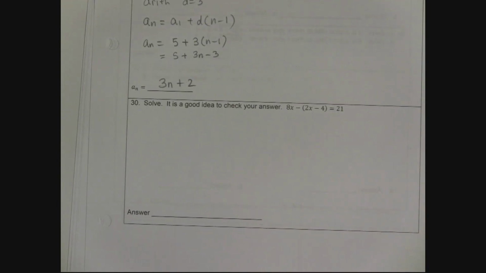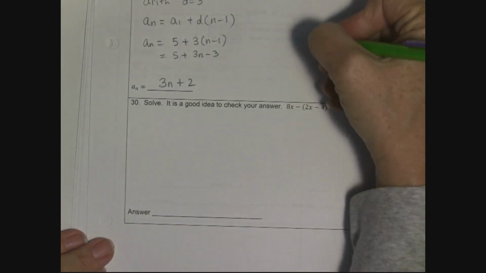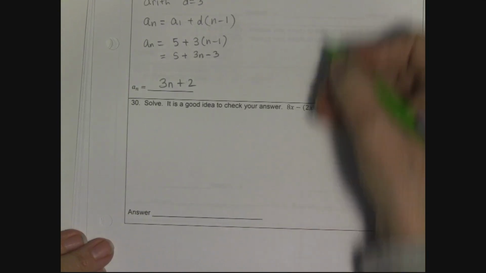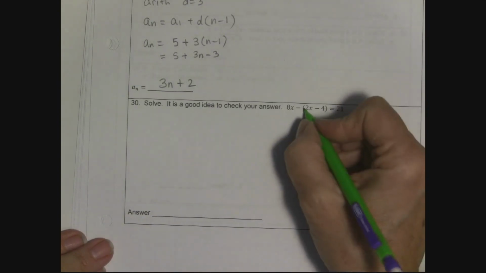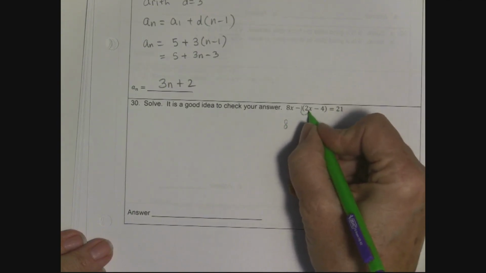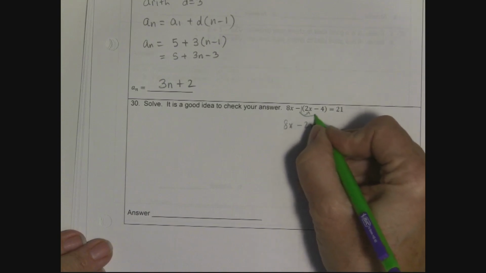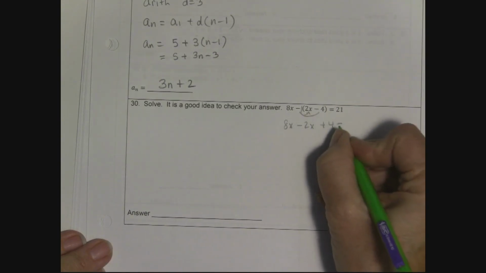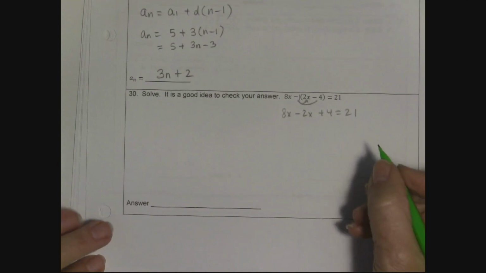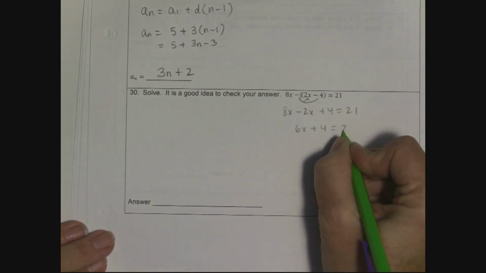And then here it says to solve. And I'm like, oh, a linear equation. I just need to distribute that negative. Here I was doing unit 5, and now I'm doing unit 1. But that's the nature of a final exam. So minus 2x and plus 4 equals 21. And it's just a linear equation. So I'm just combining like terms. 6x plus 4 equals 21.